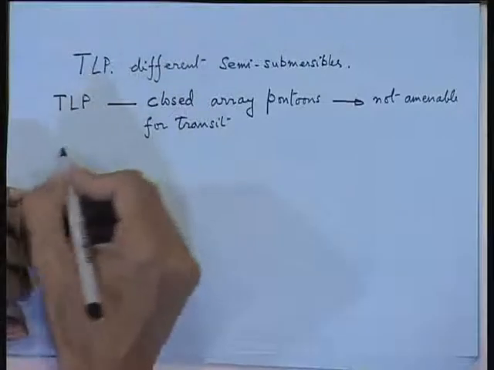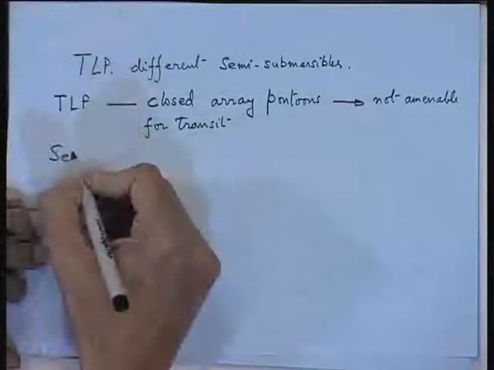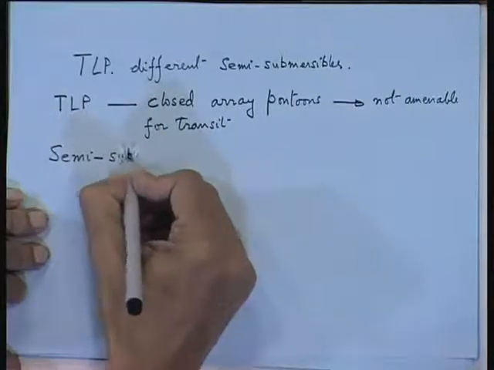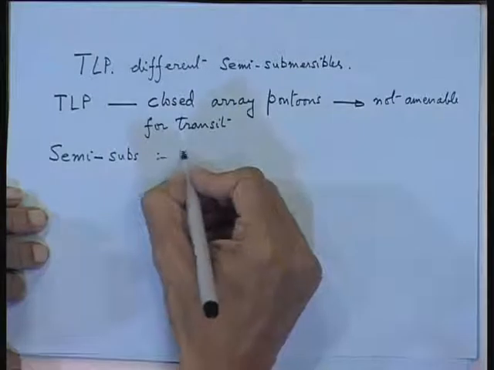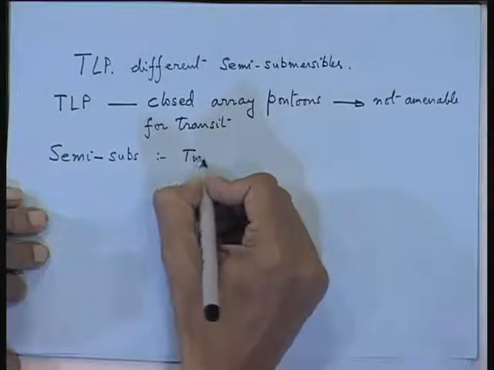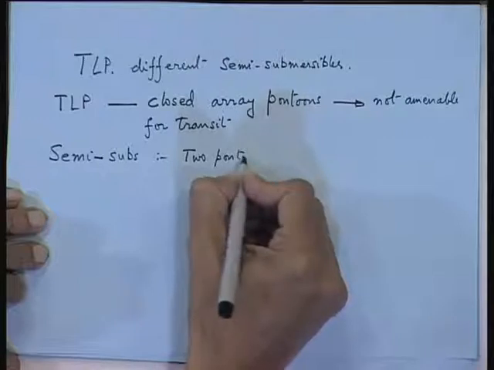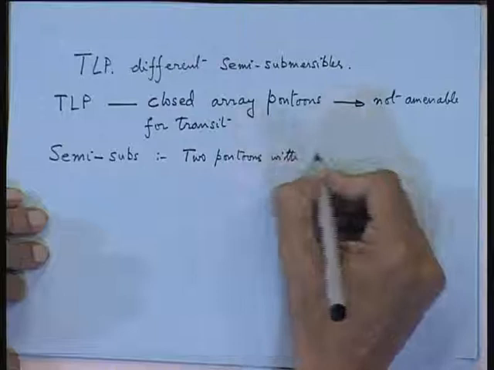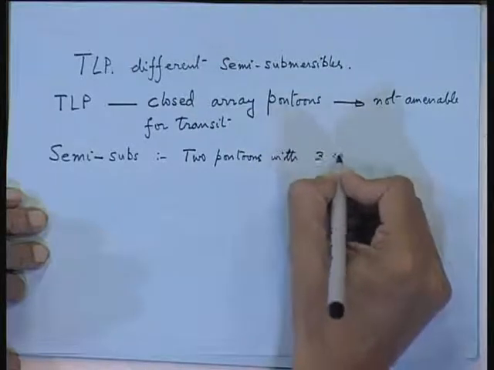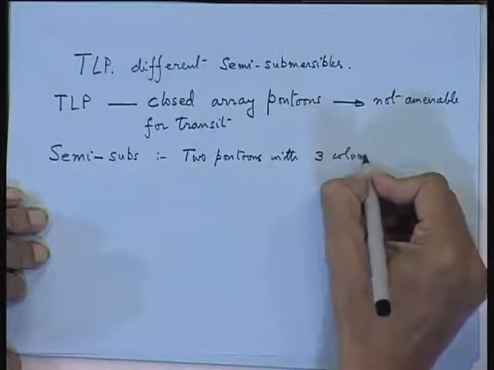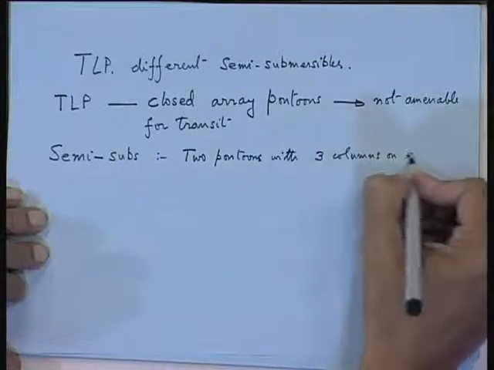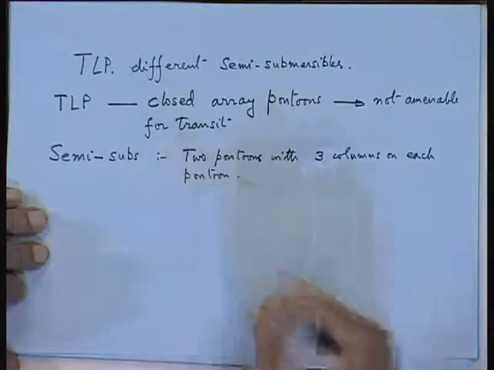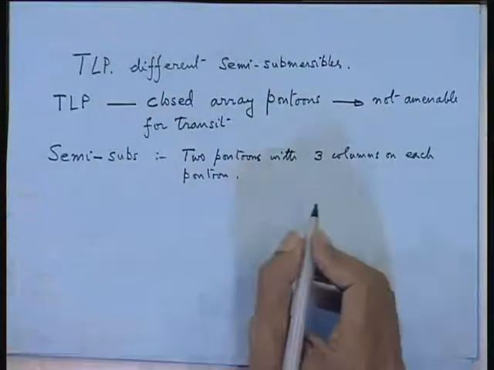Another point is that invariably in semi-submersibles, the configuration that I have given you, you just have a look. In semi-submersibles you will find nowadays normally 2 pontoons with 3 columns on each pontoon. So, this is the normal configuration, this is the present scenario.